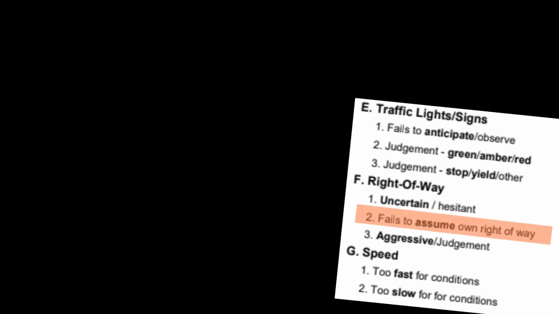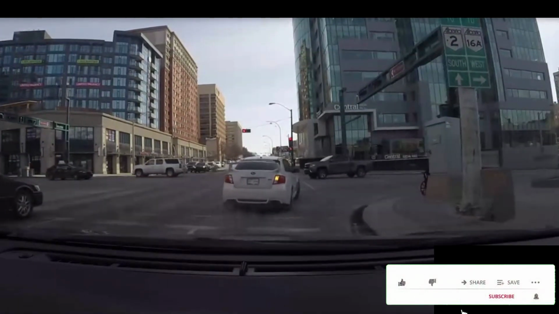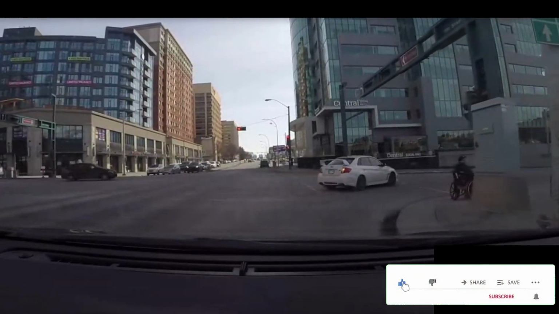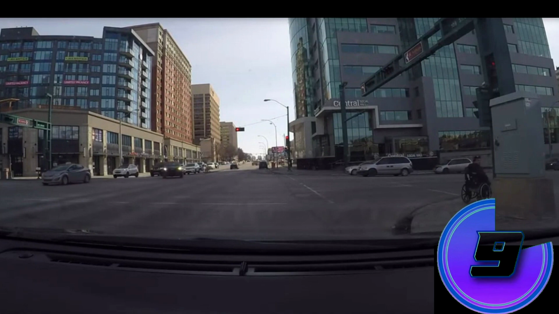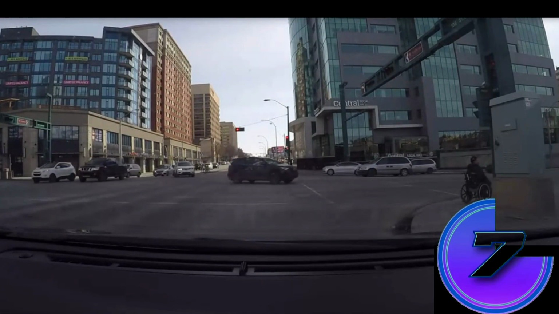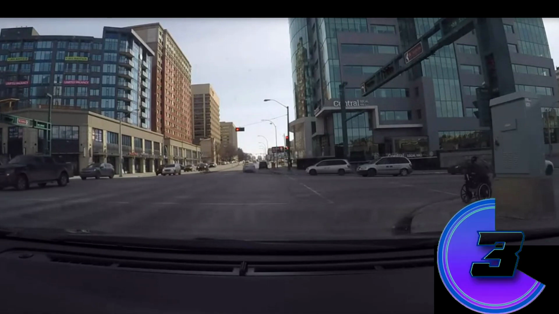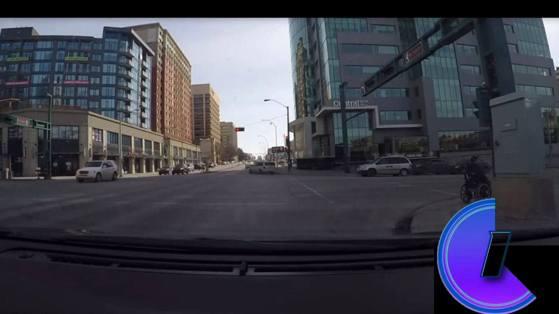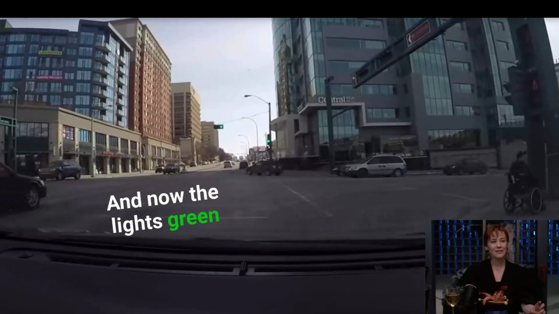Fails to assume own right-of-way? That's pretty clear. Here's an example. Okay, so we've got a red light. The car in front is making their right turn on the red light. So we pull up to our stop line, crosswalk, and we're not moving. 10, 9, 8, 7, 6, 5, 4, 3, 2, 1. Here's your 10-point mark.